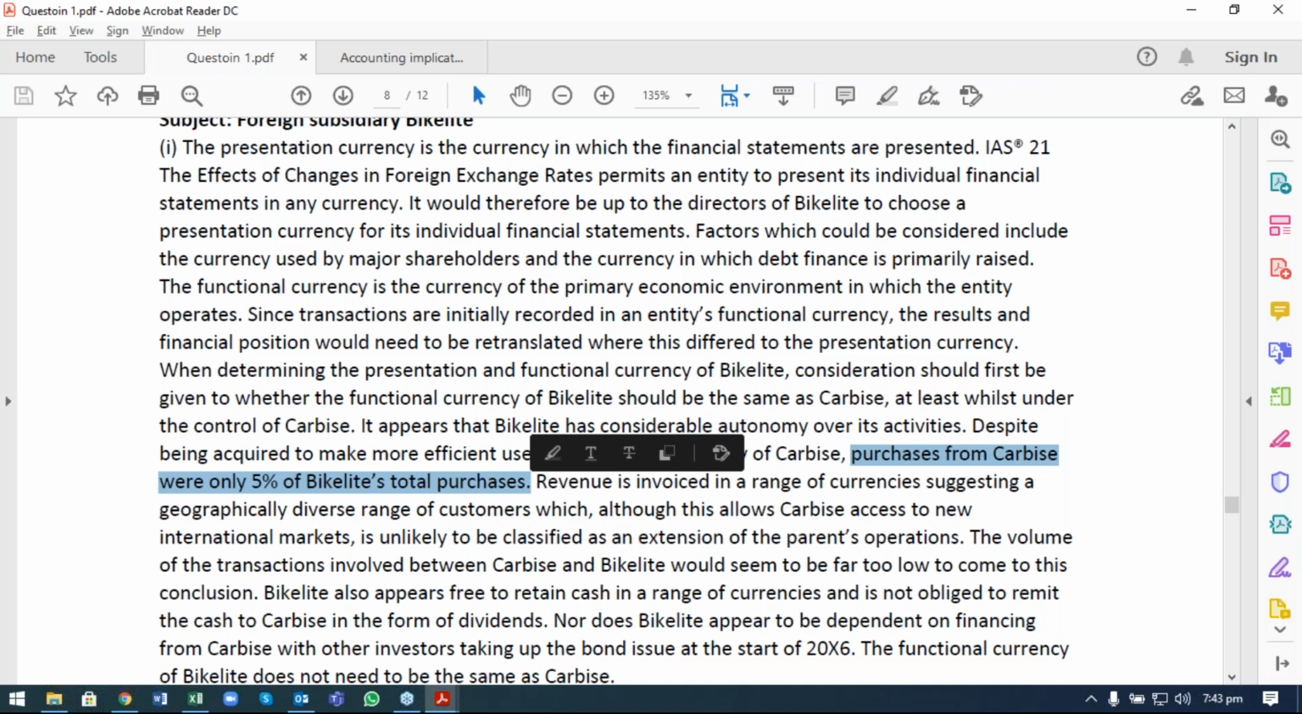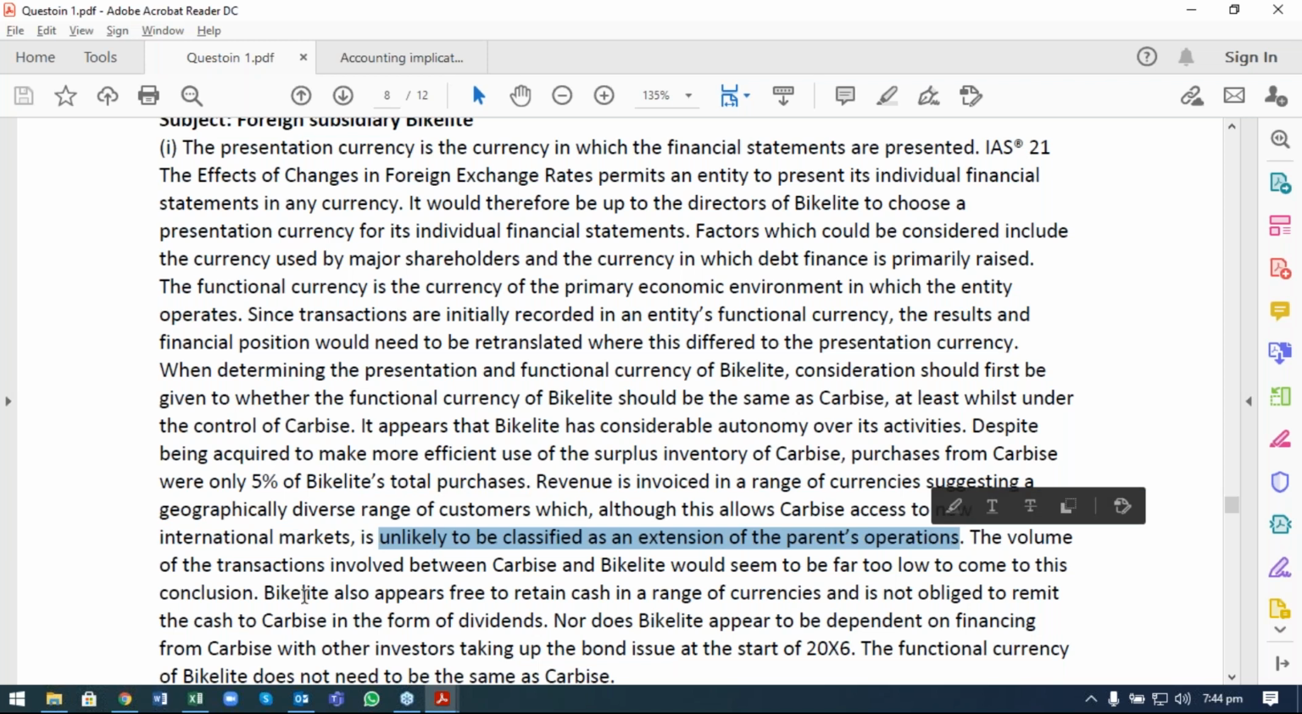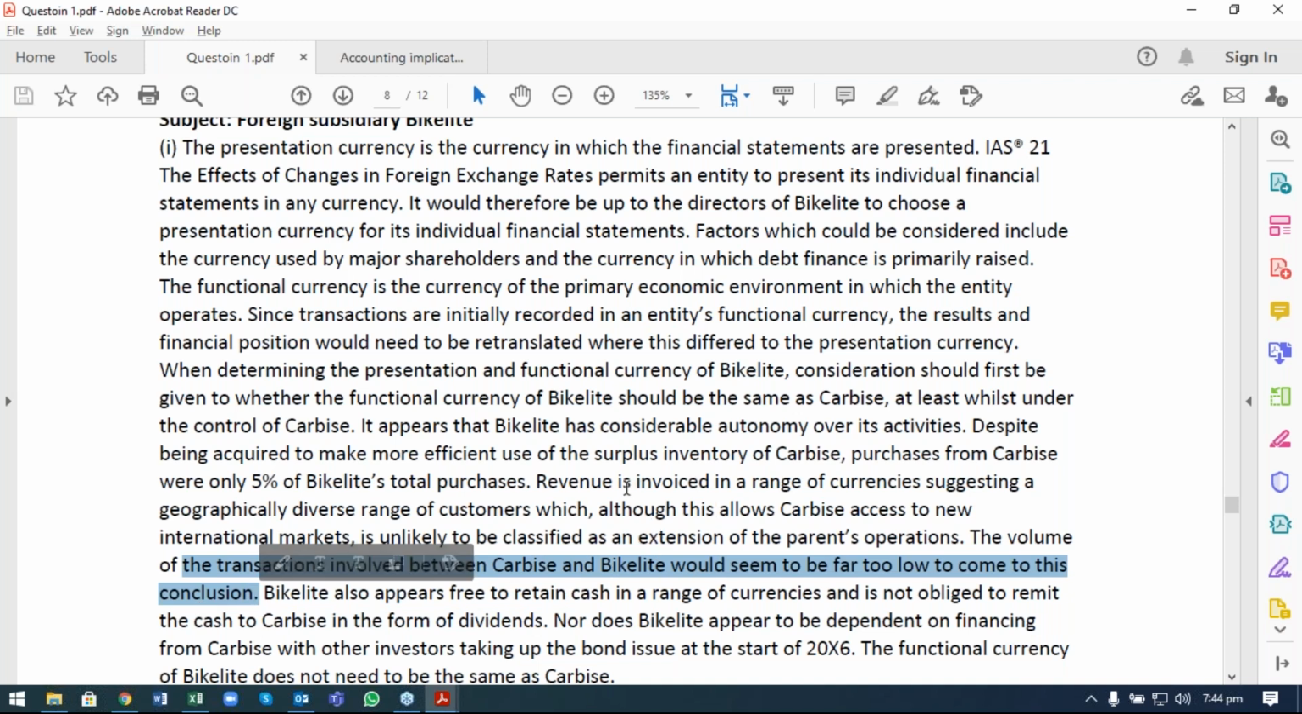Next thing is revenue is invoiced in a range of currencies, suggesting a geographically diverse range of customers, which, although this allows Carby's access to new international markets, is unlikely to be classified as an extension of the parent operations. The volume of transactions involved between Carby's and backlight would seem to be far too low to come to this conclusion. This whole paragraph up to this point only explains that backlight is autonomous in its operation and it's not depending upon the parent to run its operations, and it's not getting dictation from its parent to run its day-to-day operations.